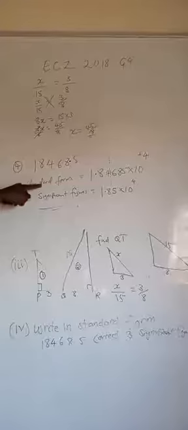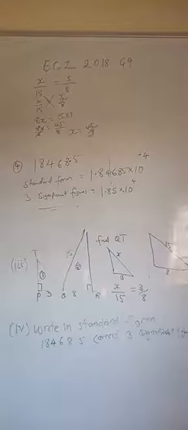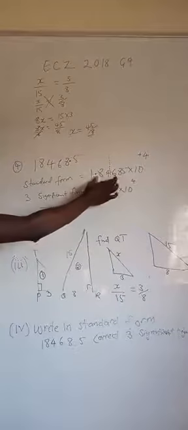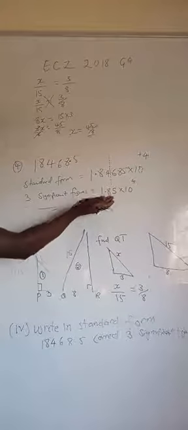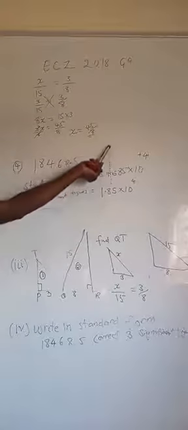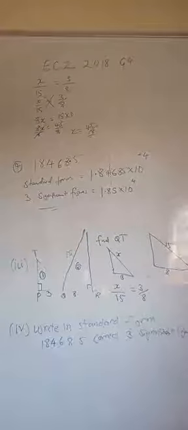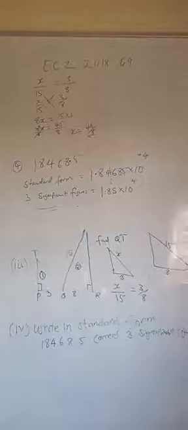They will mark this part as 2 marks and this part as 2 marks. First, you write it in standard form, and then you express the answer in 3 significant figures by counting 3 numbers, 1, 2, 3, drawing a line, and adding 1 to the preceding number. So it will end there.